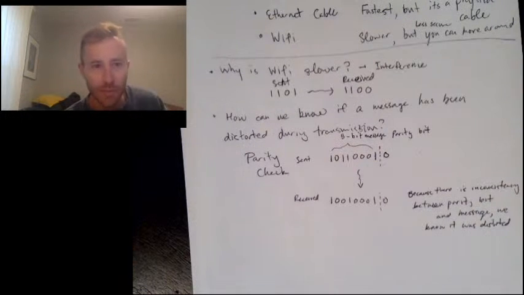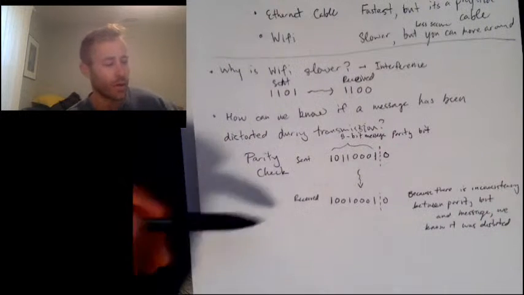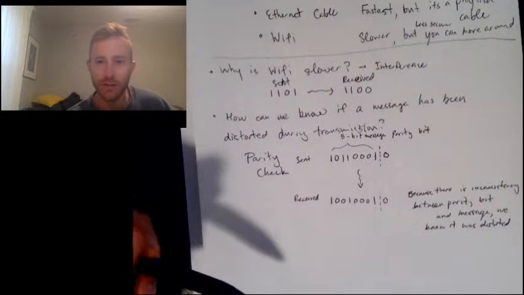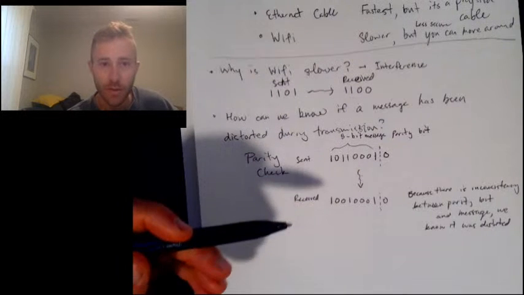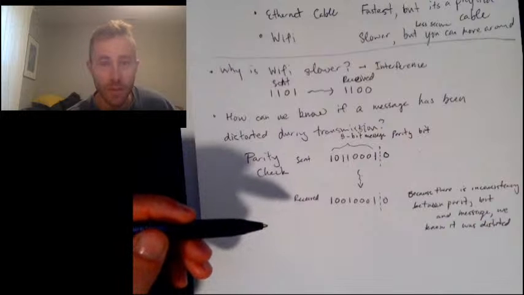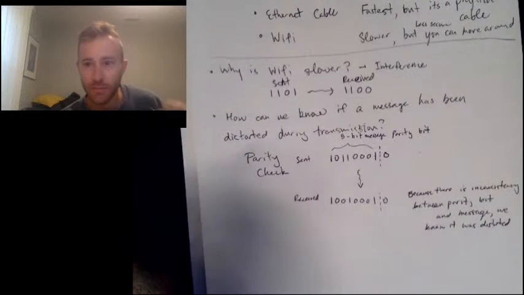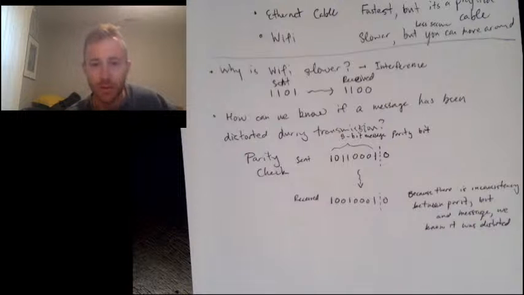So I want you to type it into the chat if you know, why is this not 100% accurate? What is a way that we could change the message that would result in the message being distorted, but the parity check doesn't catch it? Type it in the chat if you know. I'm going to wait.